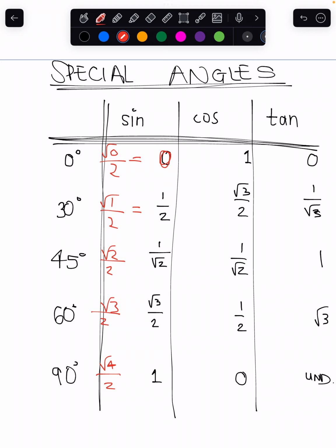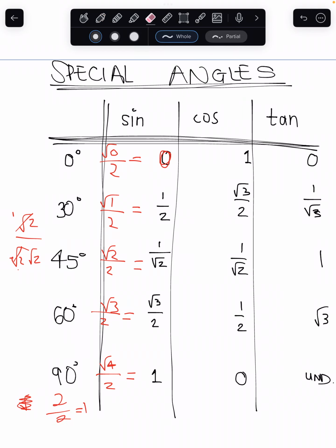Square root of 2 over 2, well, 2 is the same as root 2 times root 2. So if you have a root 2 at the top, one of them will cancel at the bottom. So then you're just left with 1 over root 2. Root 3 over 2 is equal to root 3 over 2. And then square root of 4 is 2, divided by 2 gives us 1, right?